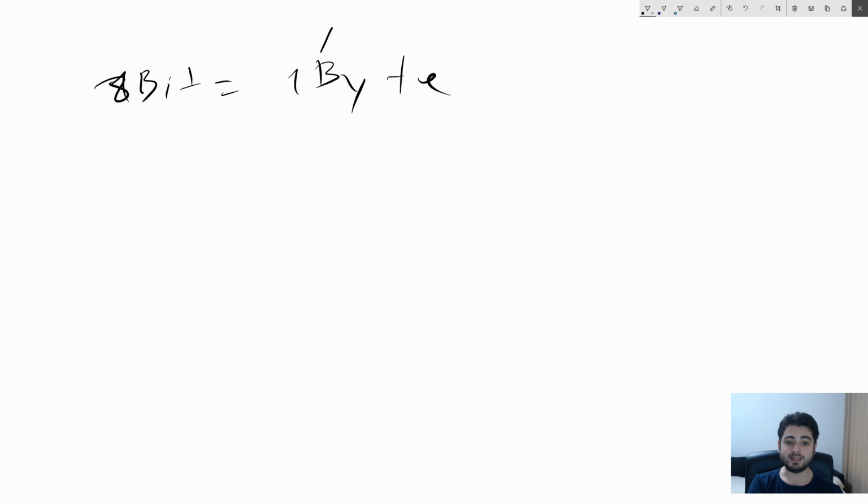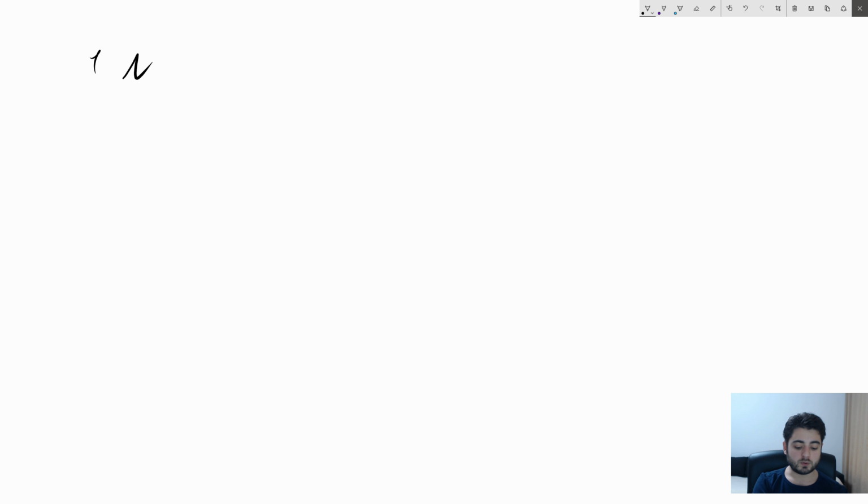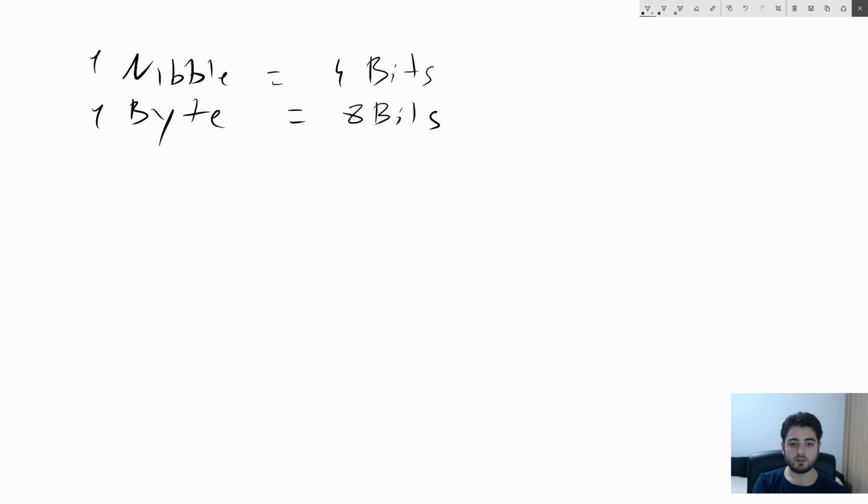Also, there is a thing called a nibble, not very well known, and it's just 4 bits. So now we're just going to have a real quick table that is going to do this. Okay, so 1 nibble equals 4 bits. 1 byte equals 8 bits or 2 nibbles. And by the way, forget the nibbles, nobody cares about nibbles.